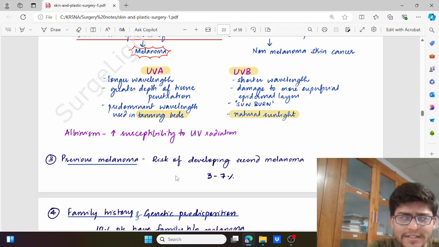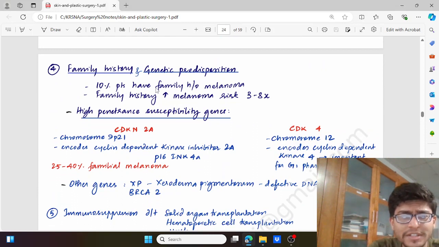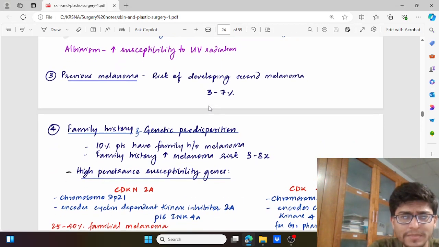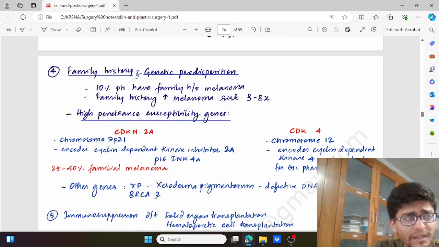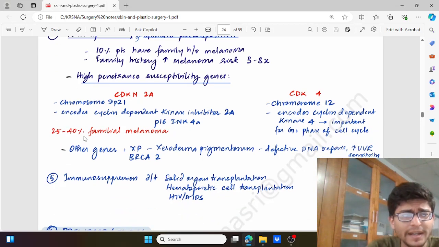Now, a previous melanoma increases the risk of a second melanoma by 3 to 7%. Family history and genetic predisposition: 10% of patients have a family history of melanoma. Family history of melanoma increases risk by 3 to 8 times. So previous melanoma and family history increase risk by around 3 to 8%. And the high penetrance susceptibility gene is CDKN2A, on chromosome 9p21, which encodes cyclin dependent kinase inhibitor 2A, and carries a 25 to 40% chance of familial melanoma.